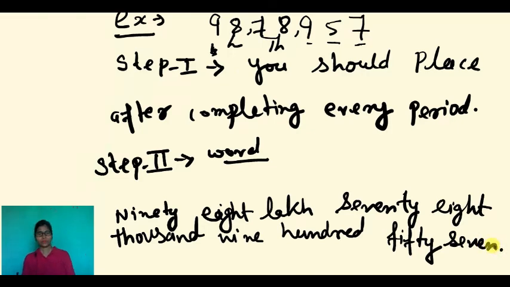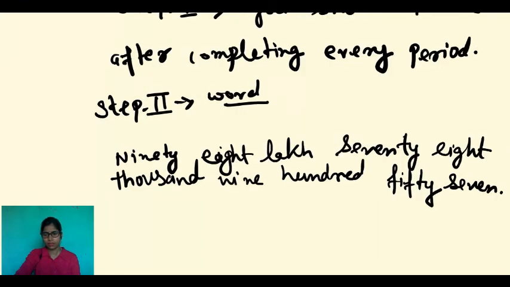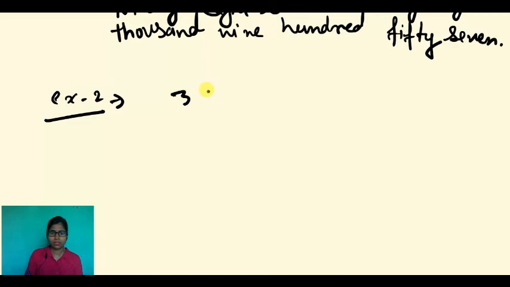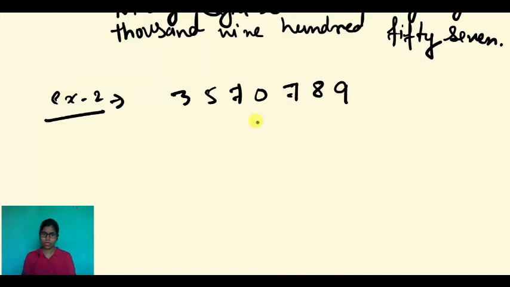Okay students, let me take one more example so that you can understand nicely. Again, I am taking example 2. Let's take 3570589. Okay, tell me your first step. Your first step is, firstly, you have to place the comma after finishing every period.